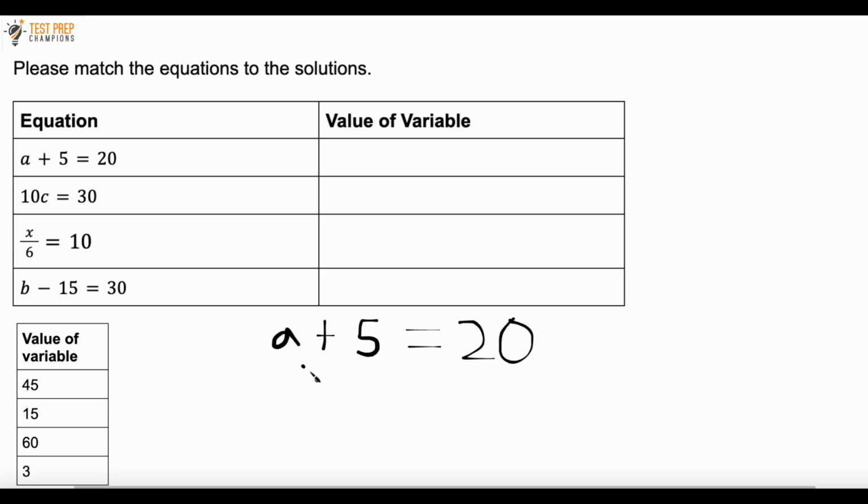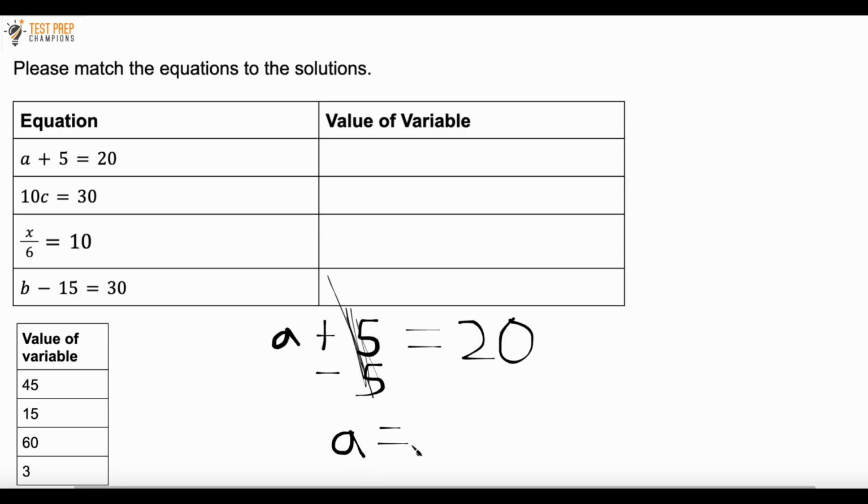So we see that we have a plus 5. And to get the a by itself, we have to ask ourselves, what is the opposite of addition? And the opposite of addition is subtraction. So what I have to do to get the a by itself is subtract 5. So 5 minus 5 is 0. So essentially what happens is when I subtract by 5, the 5's cancel out. And that gives us just a on the left-hand side, which is what we want.